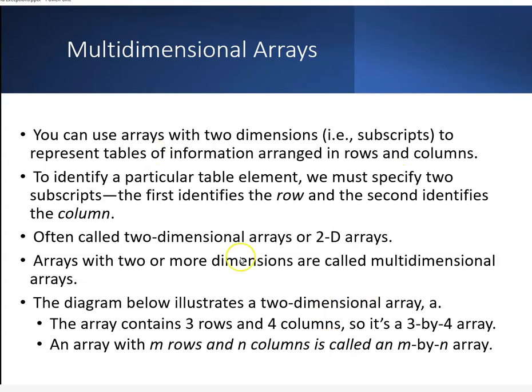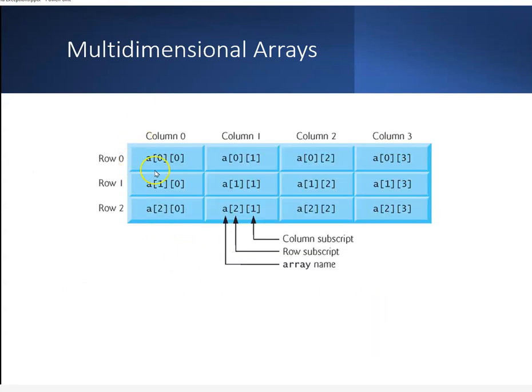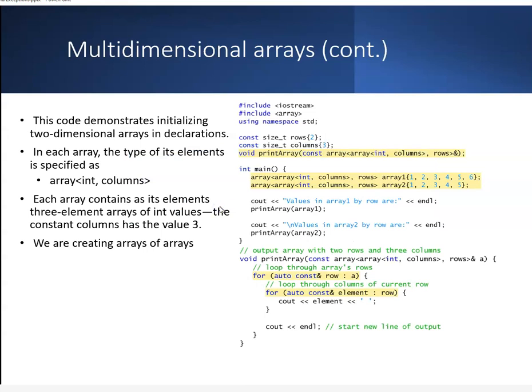So here is a visual. Row 0, column 0 is represented by A sub 0,0, and row 0, column 2 is A sub 0,2, and so forth. The row subscript comes first, and then the column subscript after the array name.